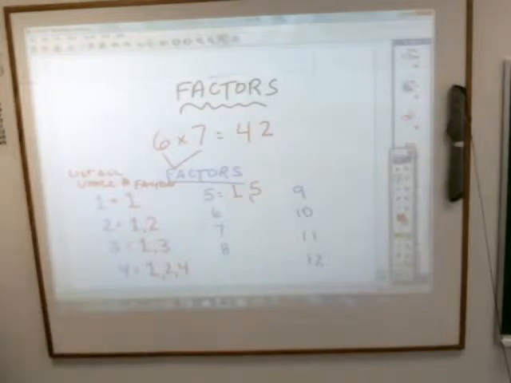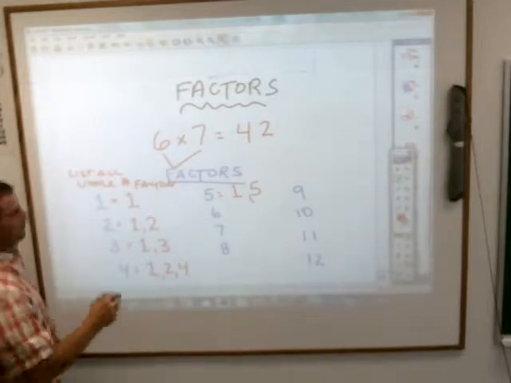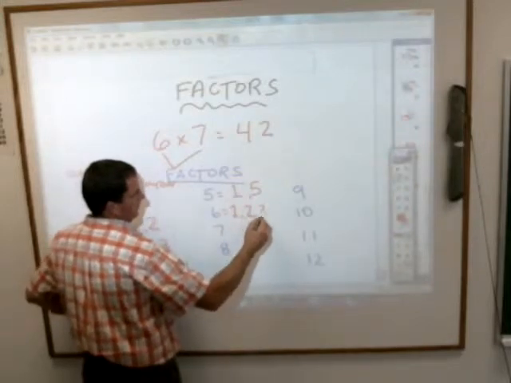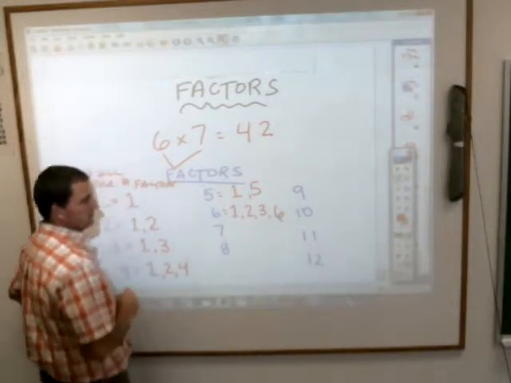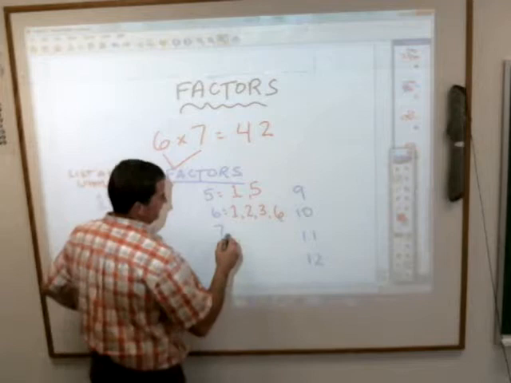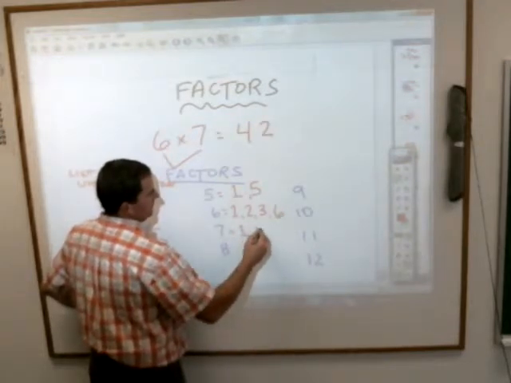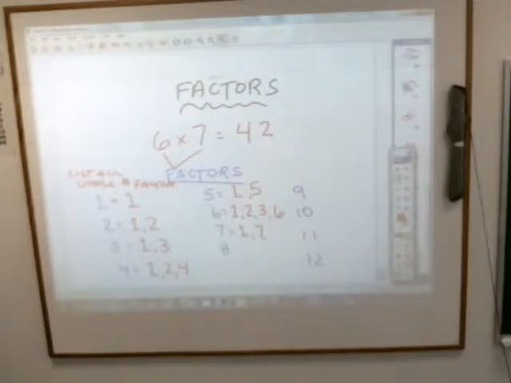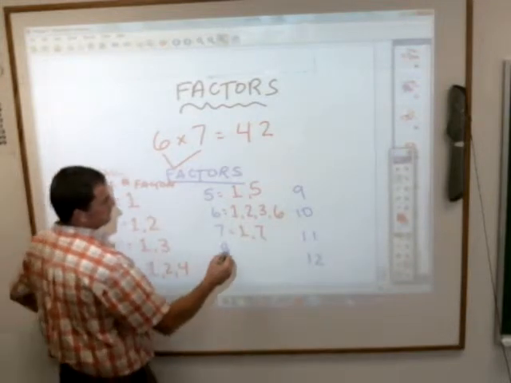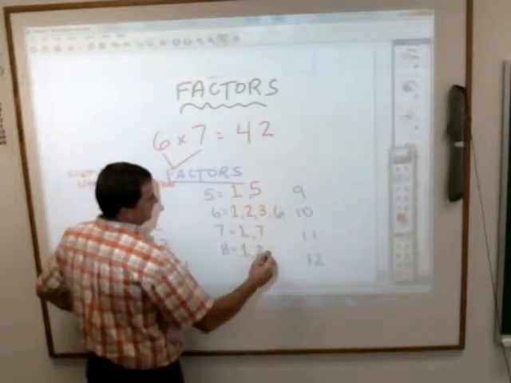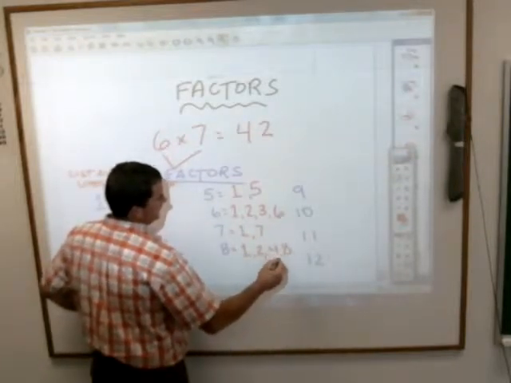Factors of 6. Now we're getting to be a little bit more factors here. Eli? 1, 2, 3, 6. Correct. 1, 2, 3, and 6. Factors of 7. Alex? 1 and 7. Factors of 8. Kelsey? 1, 2, 4, and 8.